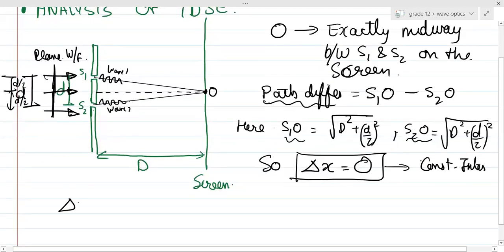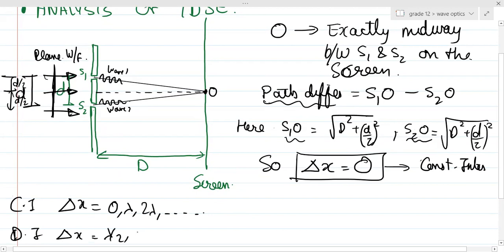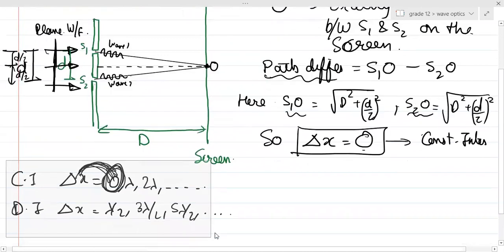You remember that whenever delta x is equal to 0, lambda, 2 lambda, and so on, it is constructive interference, and whenever delta x is equal to lambda by 2, 3 lambda by 2, 5 lambda by 2, and so on, then it will be a destructive interference, right? So can you see, guys, this case, delta x equals 0 is basically formed at point O. Is it clear?